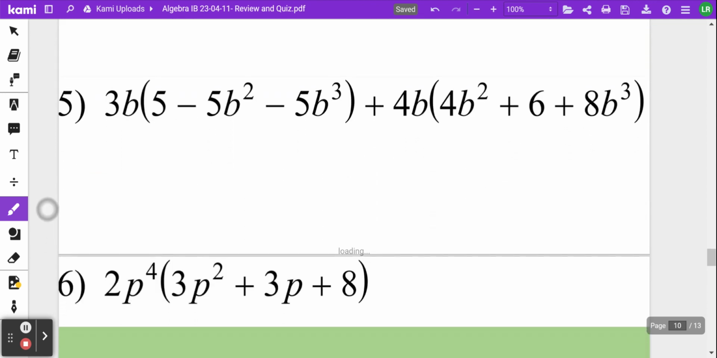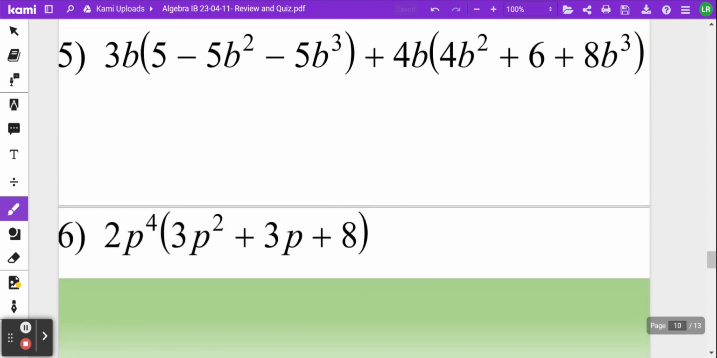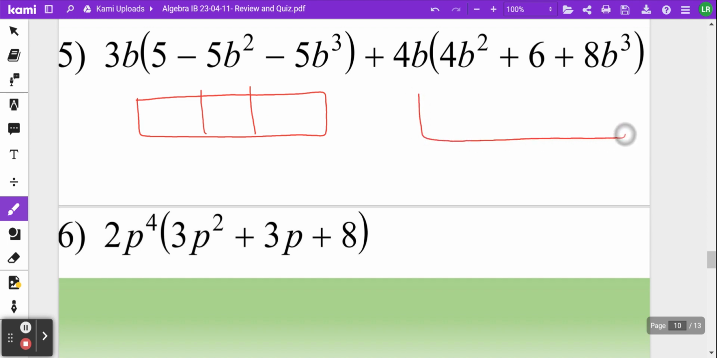I got a few more sets here before we take the quiz. So please pause the video and give the students 6 minutes to complete these 2 problems. I wanted to give you extra time for this one because the first problem, there is a lot of distributing to do. So I'm going to make my boxes because there's a lot going on here. 2 1x3 boxes.